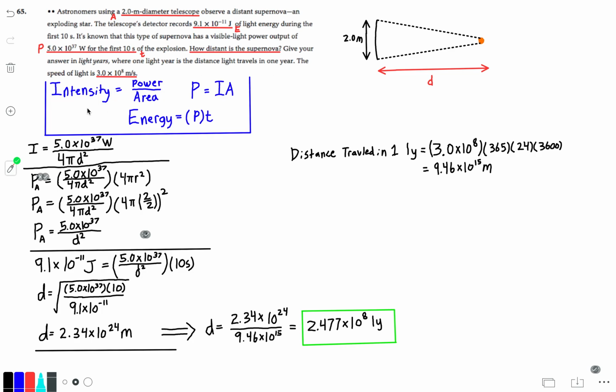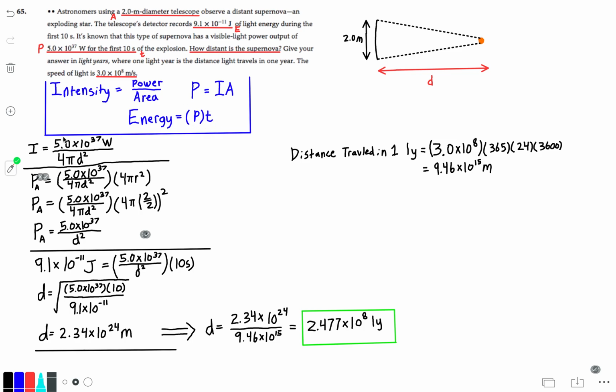To start off this problem, we're going to draw a little picture. We have the lens of our telescope here, we have our distance, and we have our star over here. We're going to use some of these relationships that I've written out for intensity, power, and energy. These are equations relating the intensity of light to power and surface area, and this is just rewritten from the same equation here. Then we have our equation for energy, which is just our power absorbed times our time.